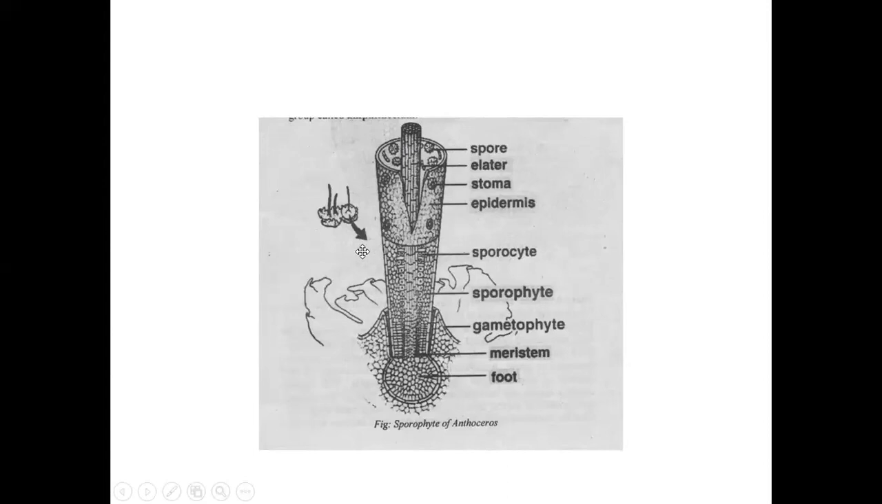Now after maturity, this capsule will split longitudinally, from the top down toward the columella region. So as a result, it forms two halves. It splits through the middle. And all the spores which are developed after maturity are released into the surrounding environment.